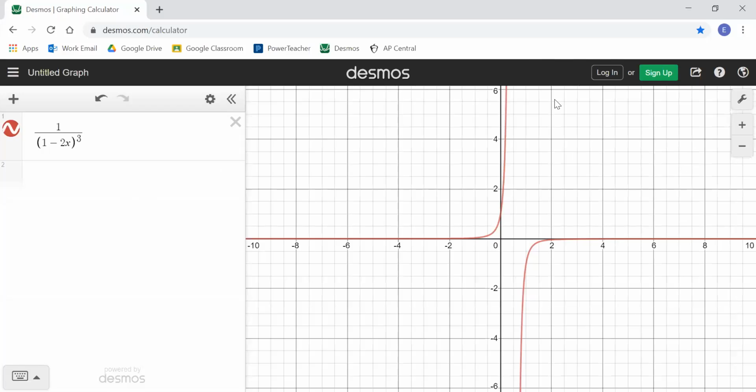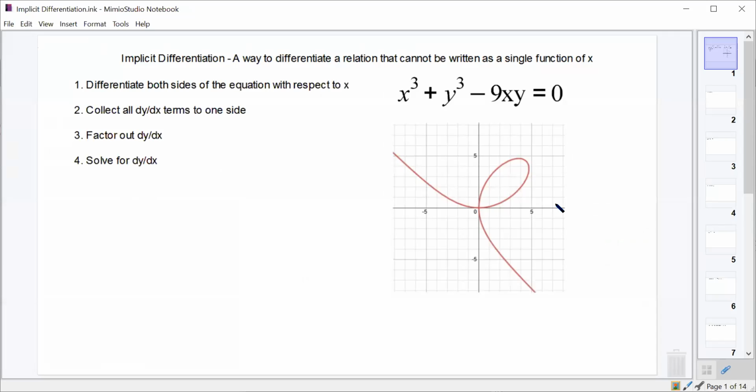Good. Great. All right. We're going to move forward into something new now. That is actually a little bit of an application of the chain rule. And that's called implicit differentiation. So implicit differentiation is just another way to take a derivative. But we use it when we have an equation that cannot be written as a single function of x, right?